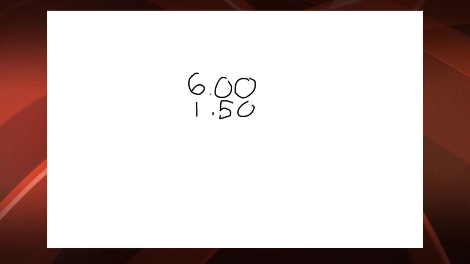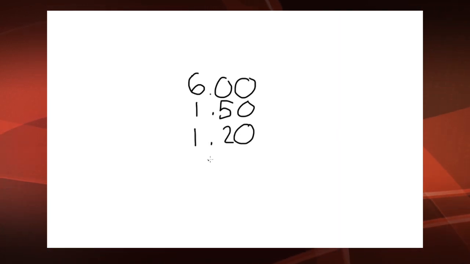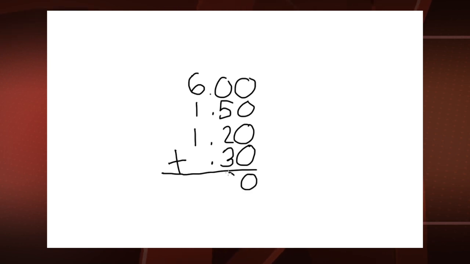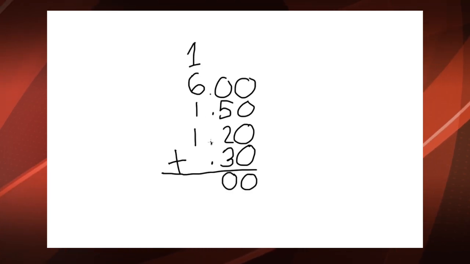Finally, add up all the partial products. Remember to line up your decimals so you only add like terms. Your final answer should be 9 and 0 tenths, or just 9.